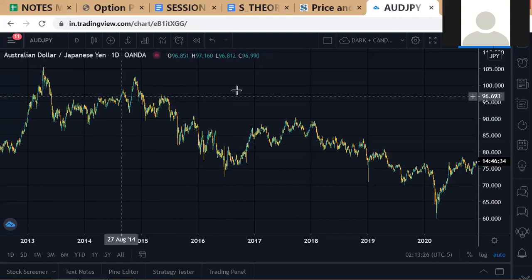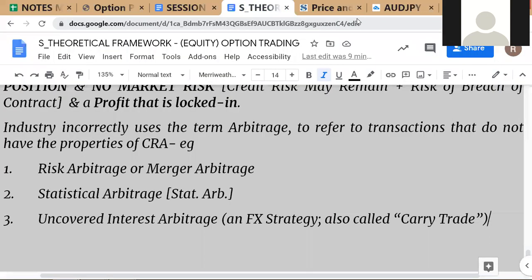Okay? So this happened to a lot of investors in the Aussie yen, where there was a sharp down move in the Japanese yen, and then people lost money. So this is an example of, so obviously you can see that this is not free of market risk. Okay, so that's why this term should not be used to refer to carry trades, because they are not free of market risk. Okay? So that's the idea.